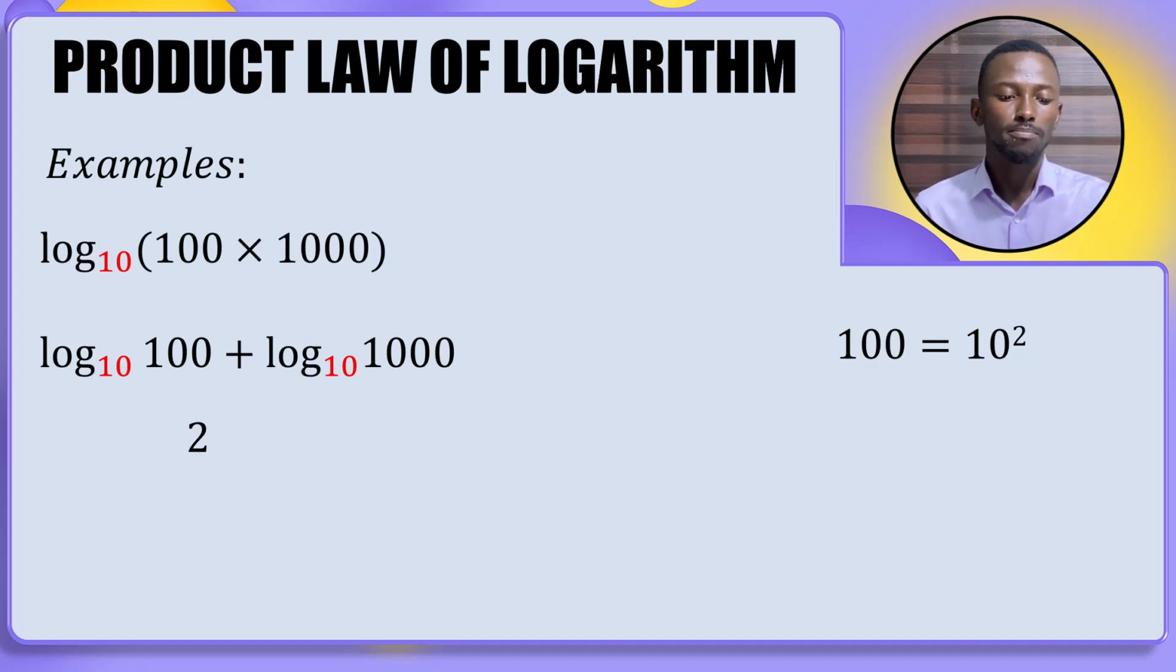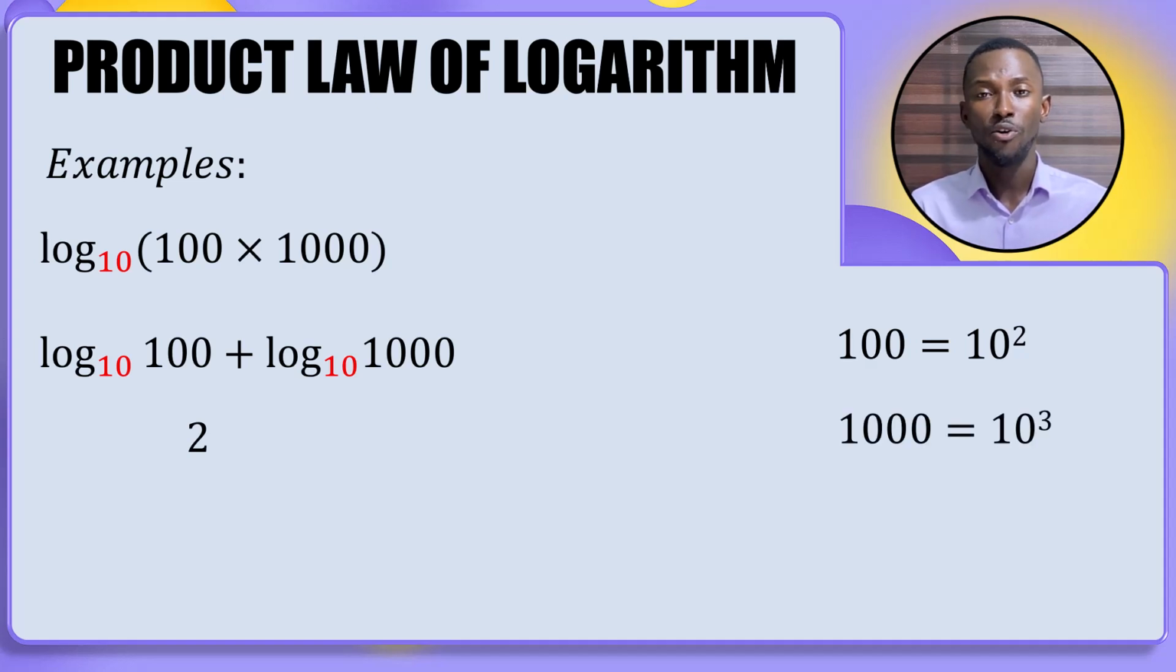Then log base 10 of 1000 is equal to what? The question is simple. 10 to what power will give you 1000? That is what the question is asking you. And mind you, the law of indices that we've already mastered tells us that 1000 is the same as 10 to the power 3. It is common knowledge that we've already established. So that means log base 10 of 1000 is equal to 3.